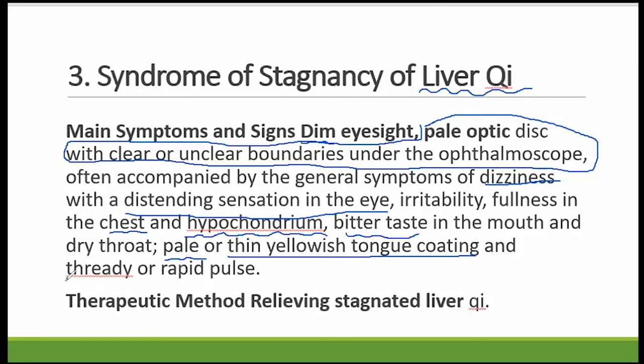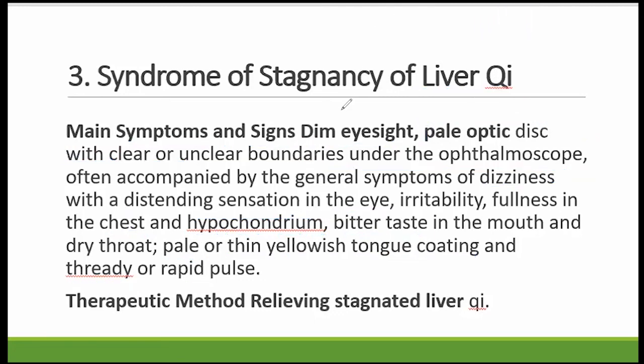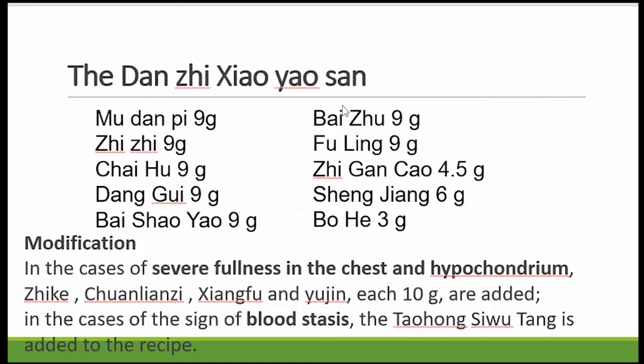And the pulse, wiry pulse here. Generally, patients have some underlying deficiency, like liver blood deficiency, which then causes the liver qi stagnation. Rapid pulse is the heat. So we still soothe liver qi and benefit the eyes. So this one, we still go to Xiao Yao San, Dan Zhi Xiao Yao San, which clears heat. Xiao Yao moves qi and benefits the middle jiao.